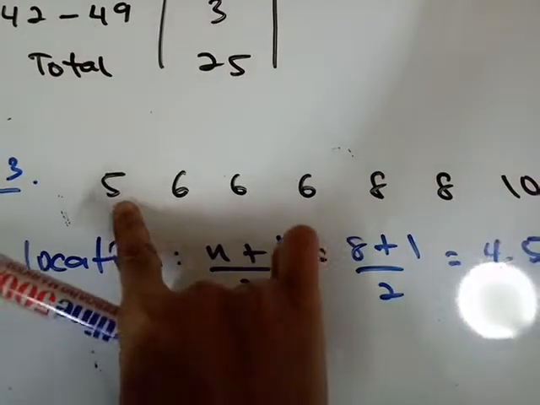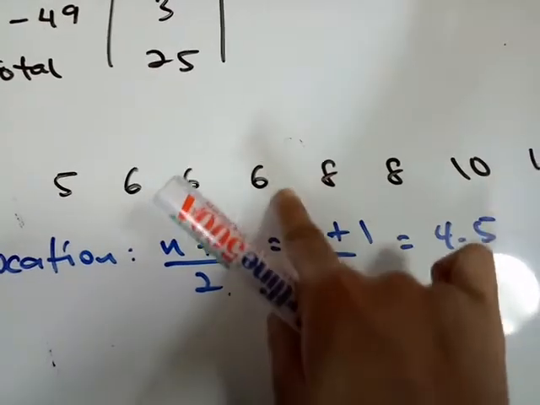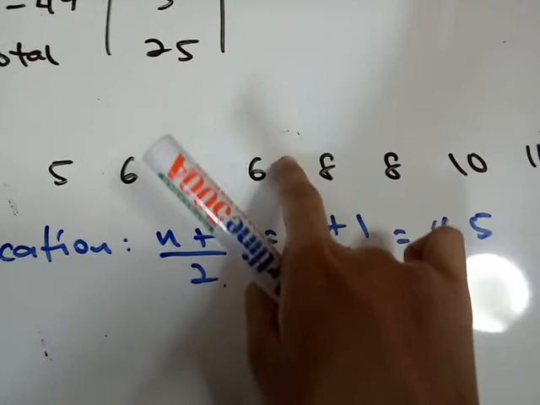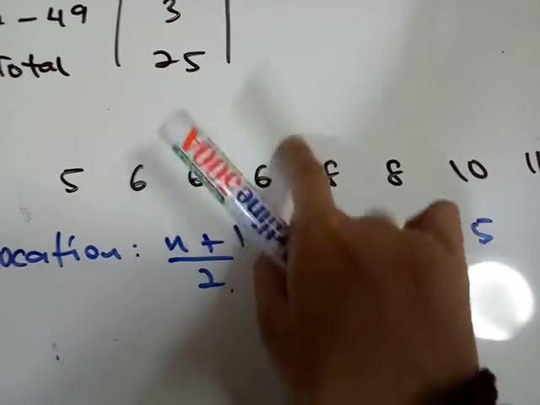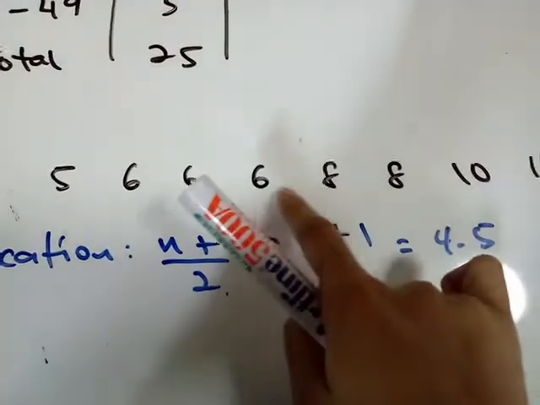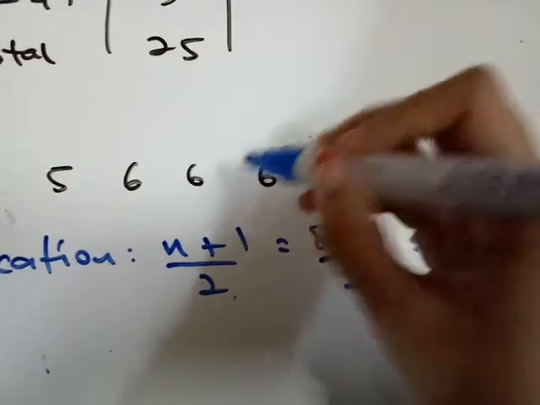So 1, 2, 3, 4, and then 5. 4.5 dekat tengah-tengah ni. Kita tak tahu berapa the median when the location is 4.5. Kat tengah-tengah ni 4.5. So how to calculate is you have to take these two data.